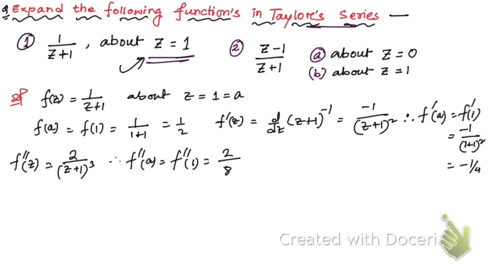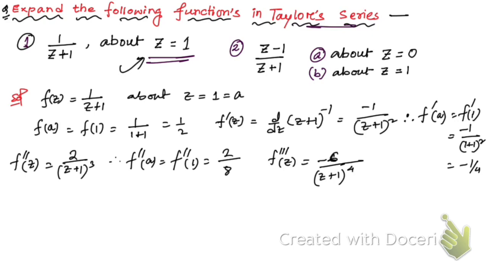So similarly we can find f triple dash of z as well. If you differentiate this again, that's going to be minus 6 by z plus 1 whole to the power 3 plus 1, that's going to be 4, right? So that's what we're going to get. So now you can differentiate yourself. I think you know derivatives, okay?